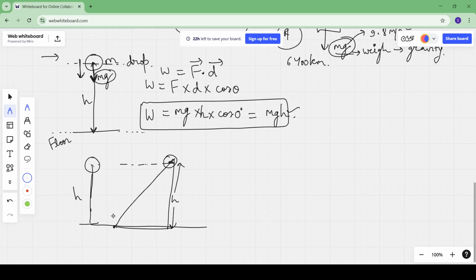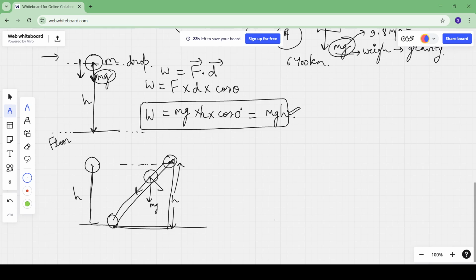Now the question comes: if the same ball moves along this path, initially moving from this path, and now it is going to cover this distance, will the work done be equal to mgh? Okay, so now let me take some forces. Initially there is mg, which is going to act downwards, in this direction.